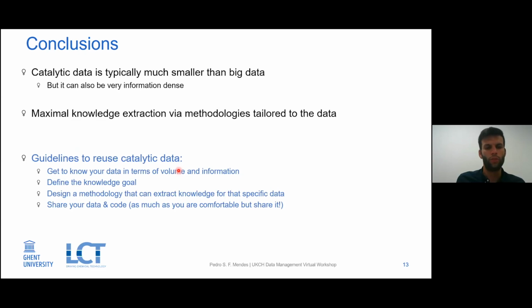So if you would like to reuse data, my message is: first, get to know your data in terms of volume and information. Define the goal you want to attain with this data, be it just information on the trends, or a kinetic model, or something in between. Then design the methodology that can do that job for this specific data. And finally, when you do so, do share your data and share your code. Of course, as much as you are comfortable with, but try always to share it in a FAIR way.